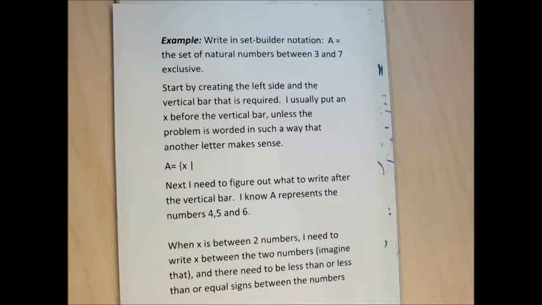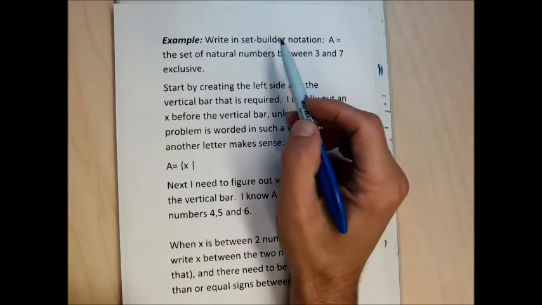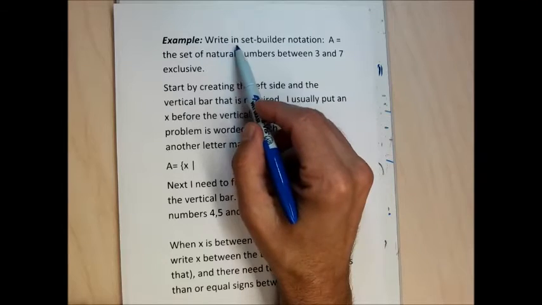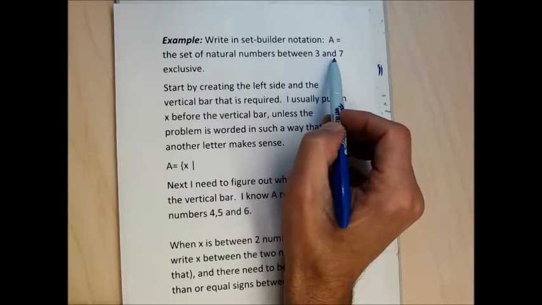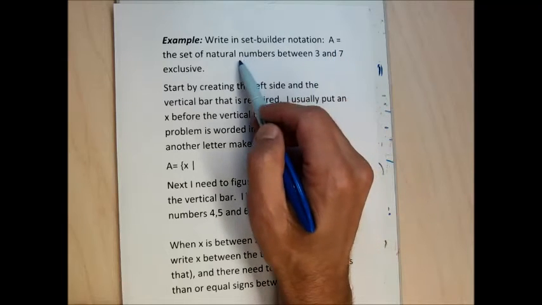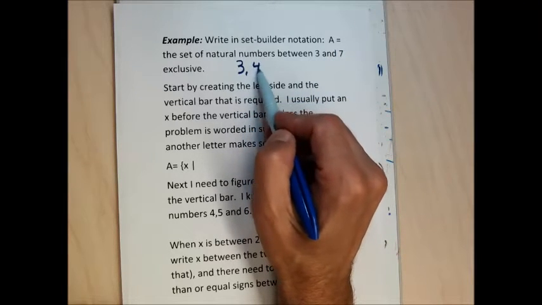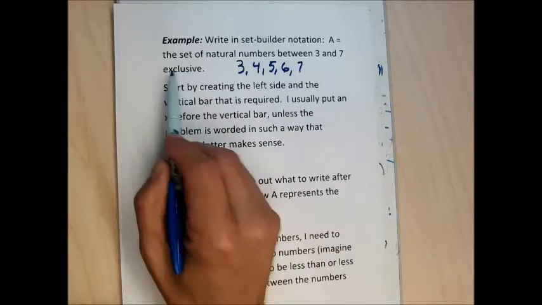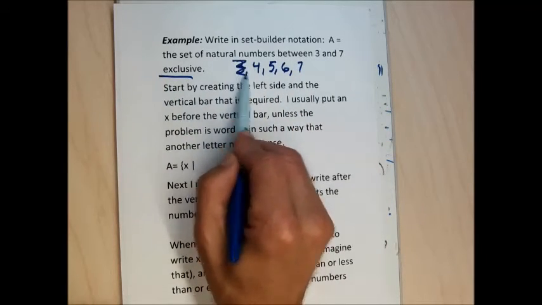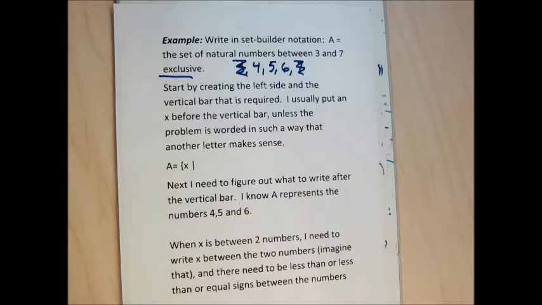Okay, this is an important problem, because the between problems that we're about to get into are tricky for students. It says write in set builder notation, A equals the set of natural numbers between 3 and 7 exclusive. So the natural numbers from 3 to 7 are 3, 4, 5, 6, and 7. The word exclusive means I don't count the 3 and I don't count the 7. I'm only counting the numbers 4, 5, and 6.